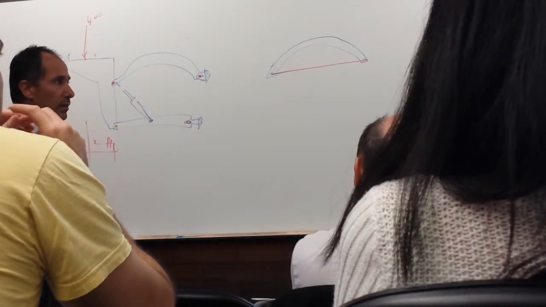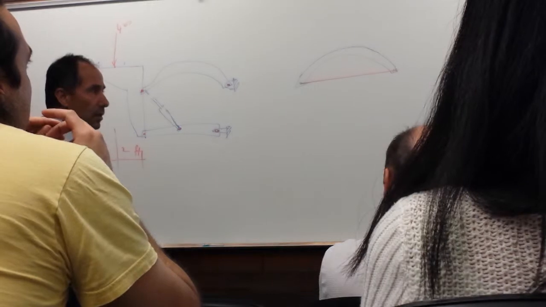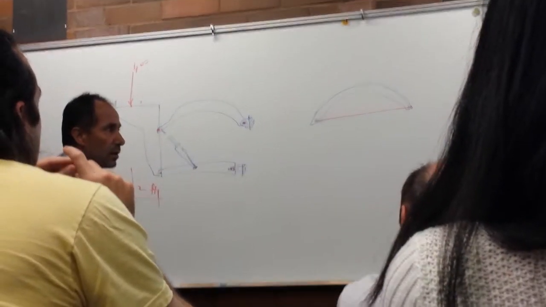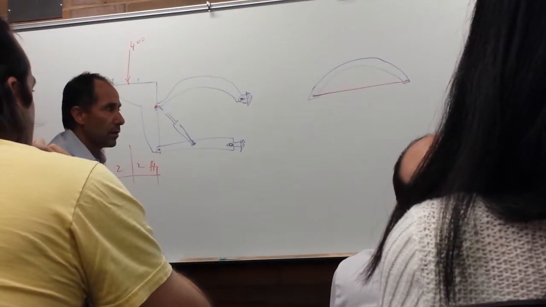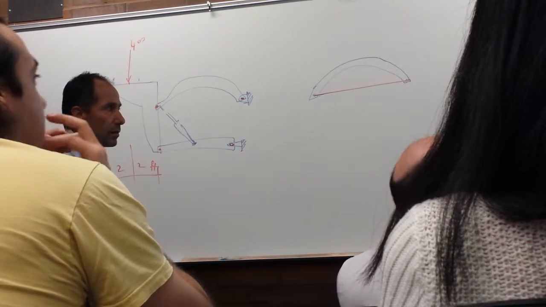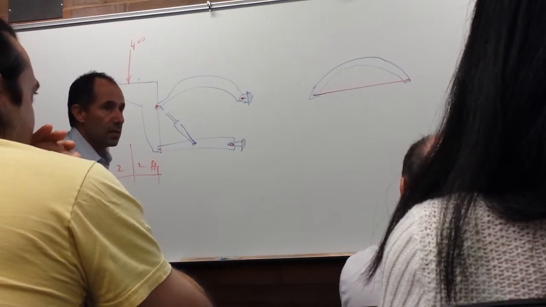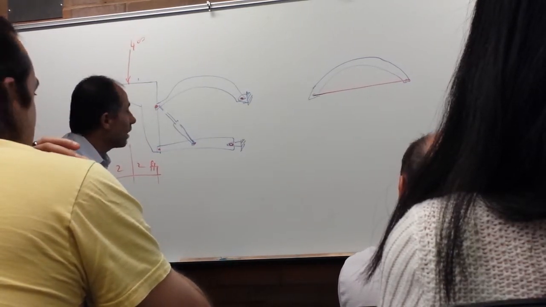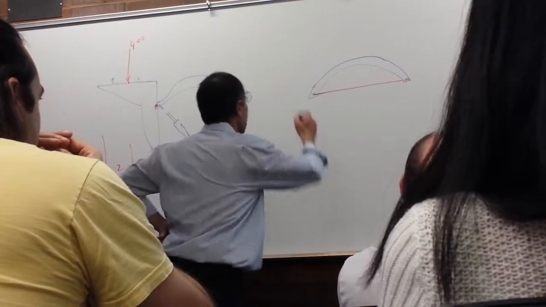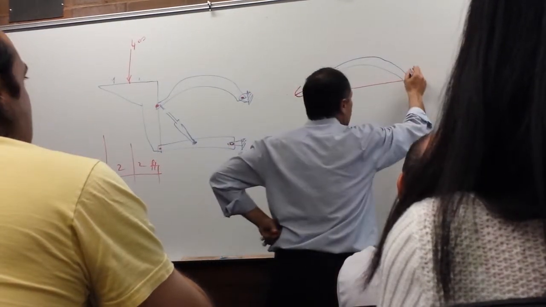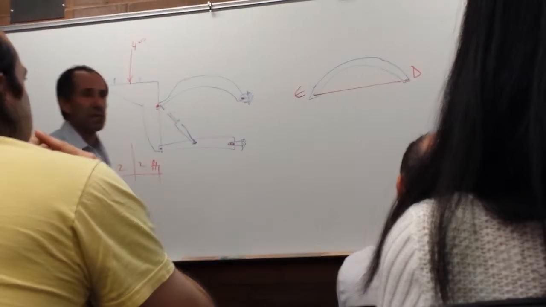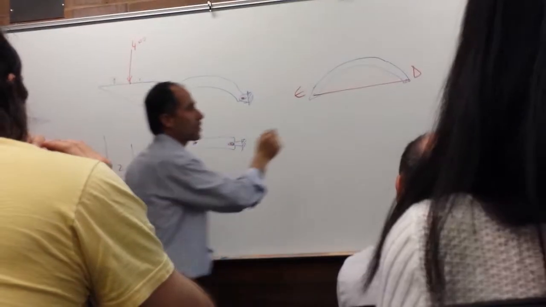What else in here? Well, BE. Wait, is E not pulling down on it? What's that? I'm talking about this element E, D only. If I separate element ED, I have this force here.